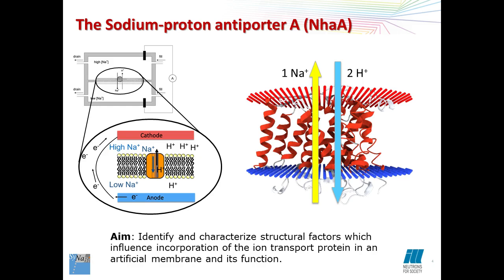This way, a net current across the membrane is created as more positive charge is moved in one direction than the other. For such a device to deliver optimal output, the protein's transport activity must be optimized. This can be achieved by increasing the protein's activity or by incorporating large amounts of protein into the membrane. We are interested in which structural factors of the lipid membrane environment affect these two parameters.